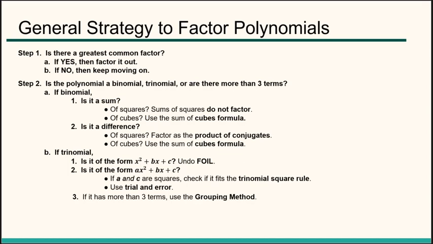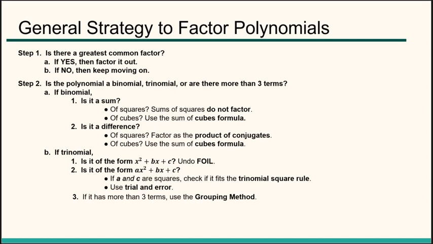If it's a trinomial, is it of the form x squared plus bx plus c? If it is, that's really sweet. It's the easy ones. Just undo it by foiling. It's that trial and error guessing and looking at factors. Is it of the form ax squared plus bx plus c? If a and c are squares, check to see if it's a trinomial square. You don't really have to do that, but if not, you're still using trial and error. You're still looking at factors and checking to see if that works. If it has more than 3 terms, use the grouping method.